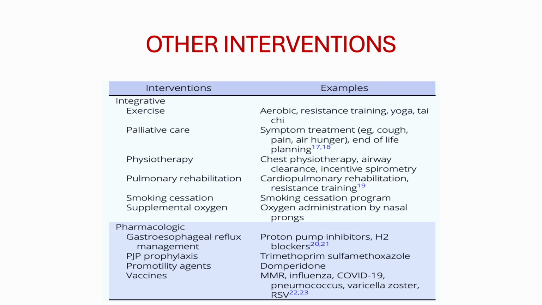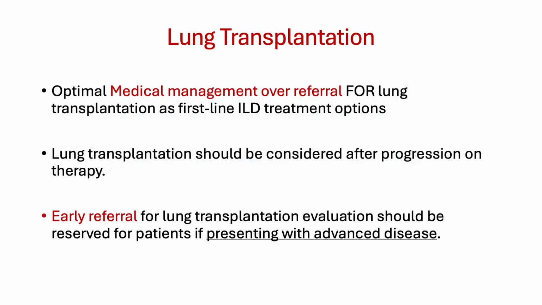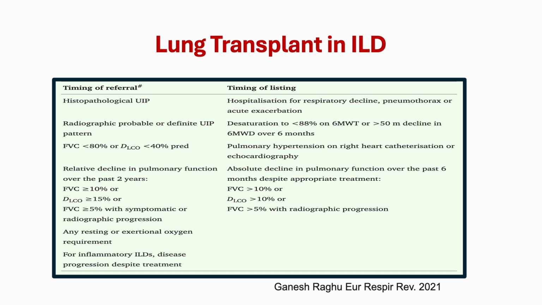Other interventions in RA-ILD are just like other SARD-ILDs: pulmonary rehab, vaccination, smoking cessation. We do not have to forget that. And since lung transplantation, the recommendation is more blanket: medically manage first, consider early referral, but don't wait for medical management. And this paper for criteria of referral and listing by Dr. Ganesh Raghu talks about ILDs in general.